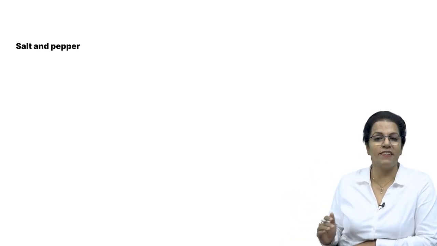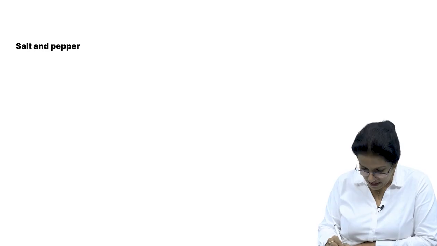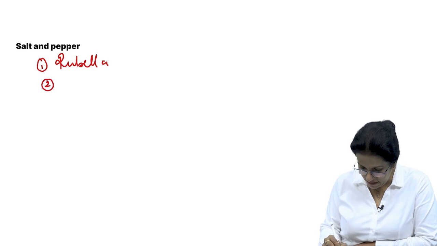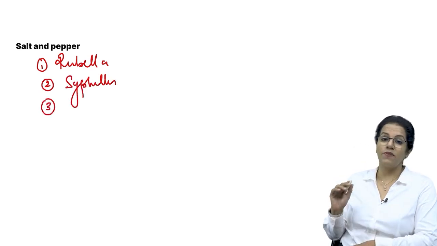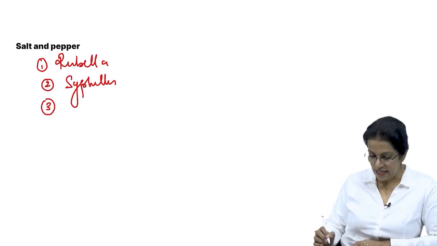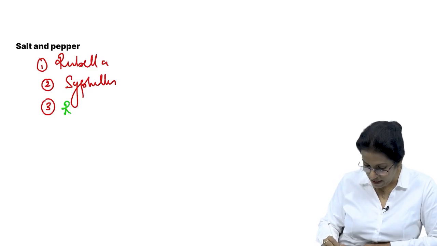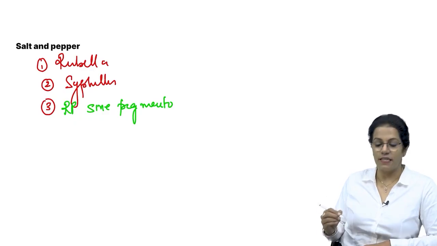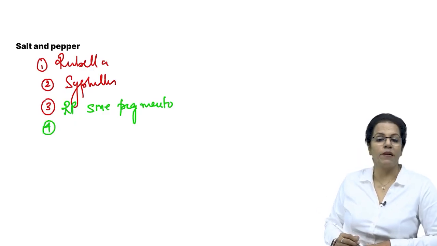So what can be the different causes of salt and pepper fundus? First you will learn, this is important, is rubella. Second you will learn is syphilis. You can't forget these two, very, very important. Third, there is a variant of retinitis pigmentosa, which is called retinitis pigmentosa sine pigmento. Again, I am leaving it to the retina chapter. We will discuss it there.